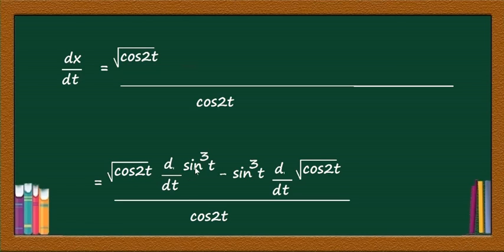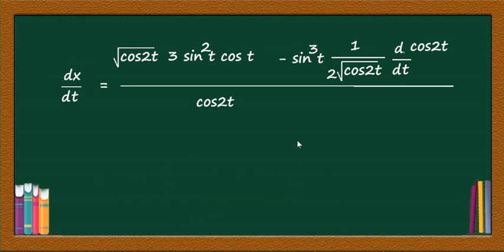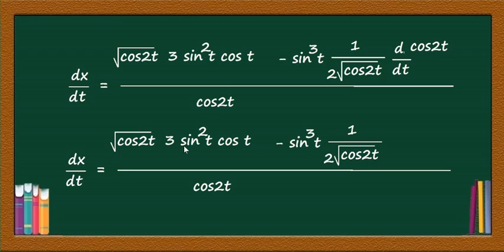Derivative of sin cube t is 3 sin square t into d by dt of sin t, that is cos t, minus sin cube t into d by dt of root cos 2t. Derivative of root u is 1 by 2 root u, that is 1 by 2 root cos 2t into derivative of cos 2t, divided by cos 2t. So dx by dt is equal to root cos 2t into 3 sin square t cos t minus sin cube t into 1 by 2 root cos 2t, as it is. Derivative of cos 2t is minus sin 2t into 2.